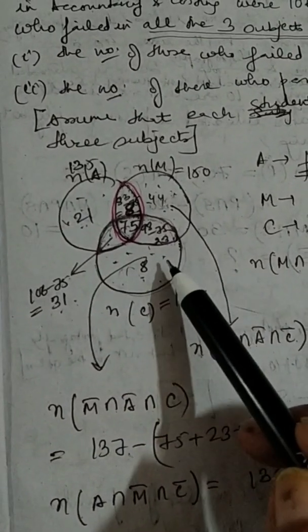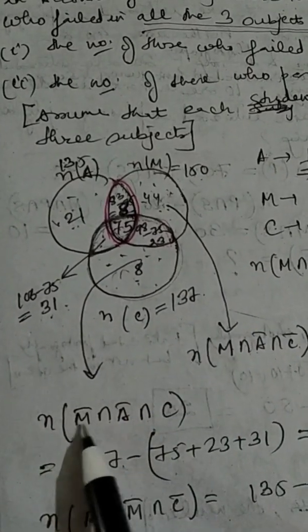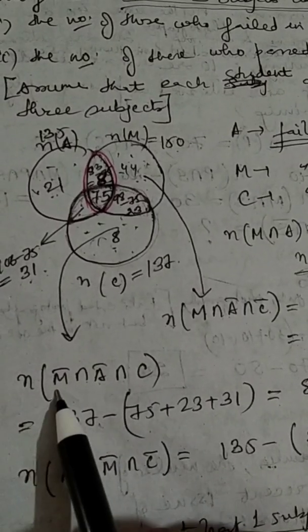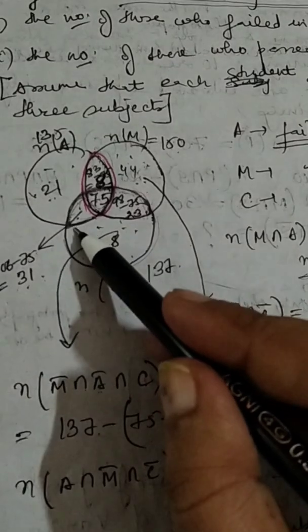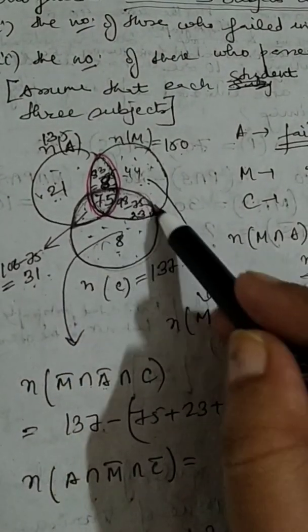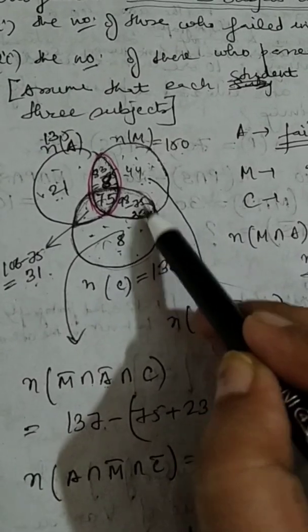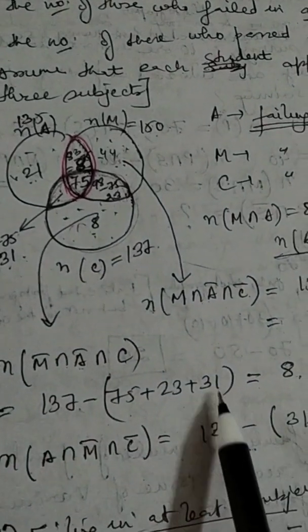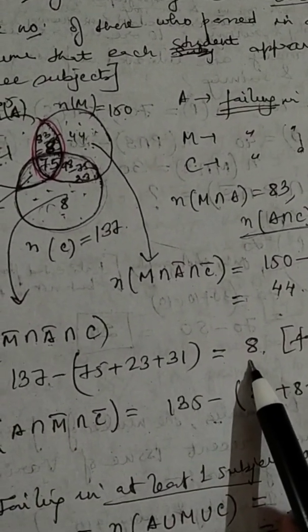So costing means maths and accountancy is not there, so there is bar above maths and accountancy. So symbolically, cardinal number of m bar intersection a bar intersection c represents it, and that is given by this total, 137. So from 137 I subtract 23, 75 and 31. That gives me how much? There I've written over here. That gives me 8, and this is failing in costing only.